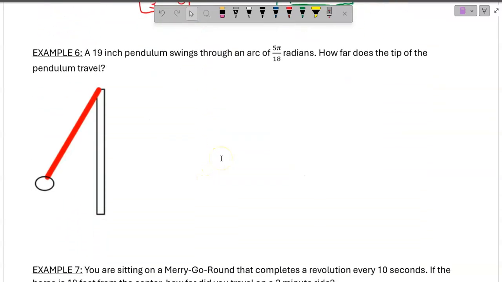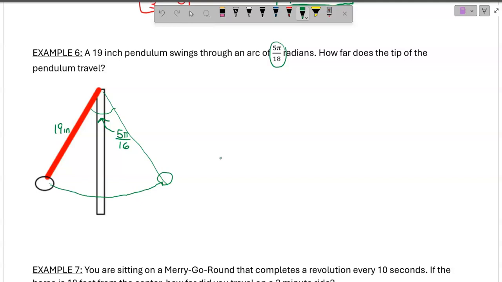In example 6, it says a 19-inch pendulum swings through an arc of 5 pi over 18 radians. How far does the tip of the pendulum travel? Well, a pendulum works here that if I let go of this, it's going to swing in a circular motion to somewhere maybe around here. They've given us how many radians this angle is going to be. So this is 5 pi over 18. We also know how long the pendulum is. It's 19 inches.